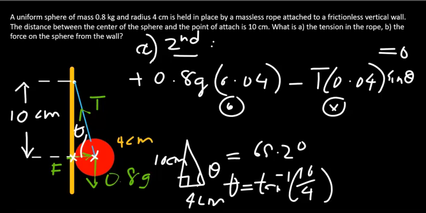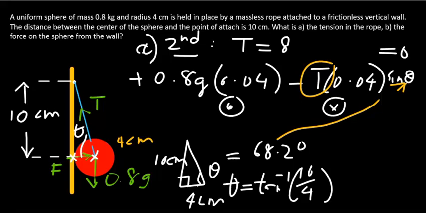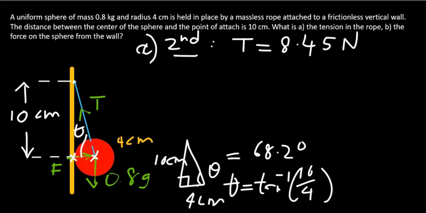Putting the 68.2 degrees inside this theta there, you can solve for the tension. And when you do that, you find that the tension is 8.45 newtons. Part B, this force F there. Now this you can use the first condition of static equilibrium to solve it.